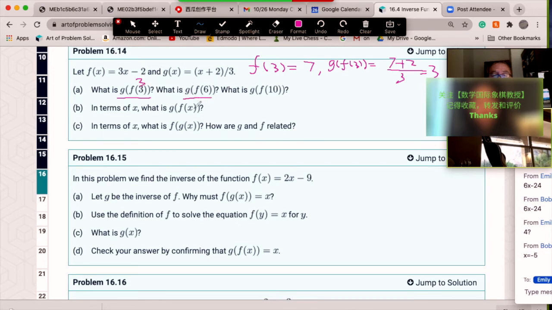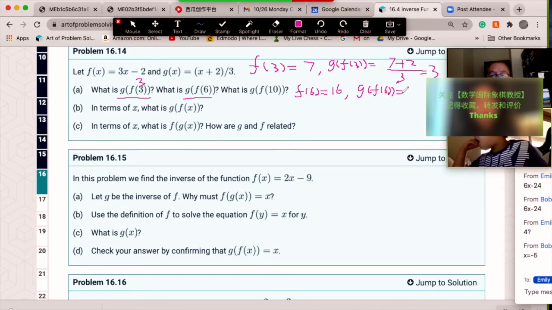Then they ask you to calculate this. You need to find f(6) first. f(6) equals 3 times 6, that's 18. 18 minus 2 equals 16. Then g(f(6)) will equal 16 plus 2 divided by 3. That's equal to 18 divided by 3 equals 6, right? So the answer for this one equals 6.